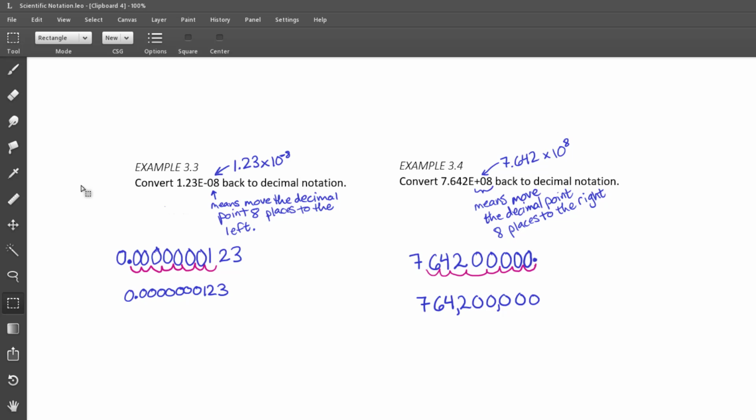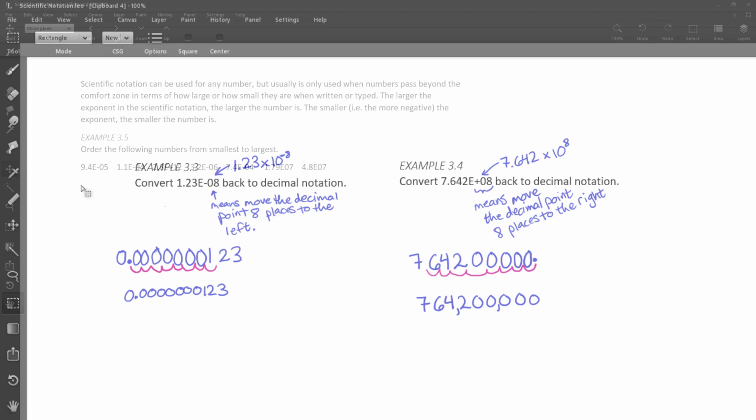So the positive sign on that exponent means the decimal place has to go from where it is in scientific notation that many places to the right, and fill in with zeros as necessary. So scientific notation with a positive exponent represents a large number. Positive exponents mean large numbers. Negative exponents in scientific notation mean small numbers.